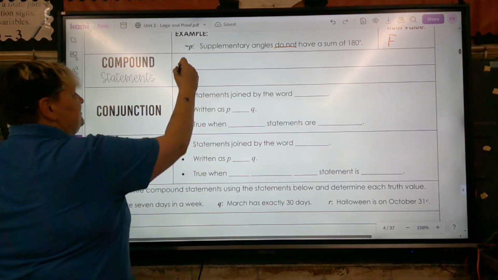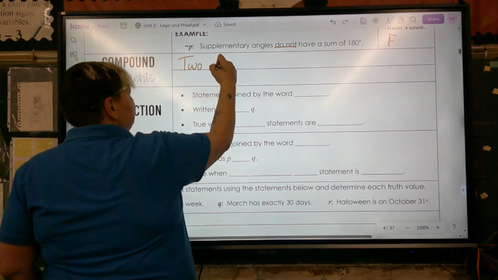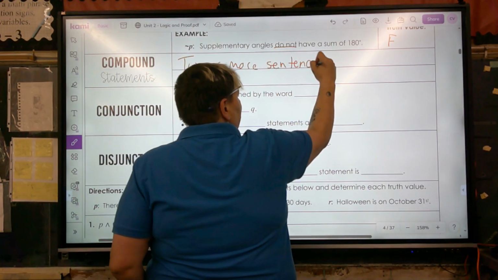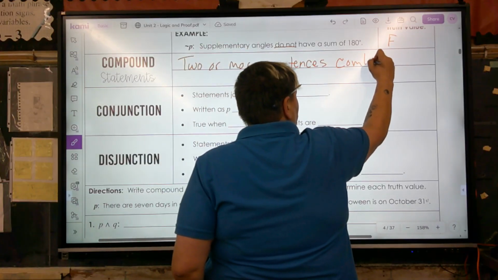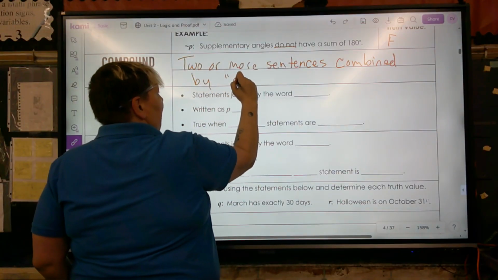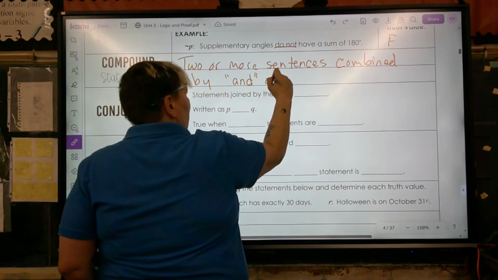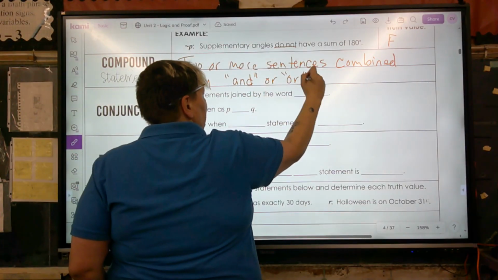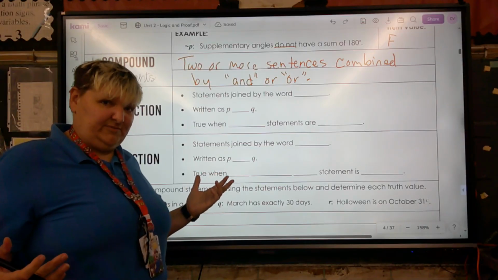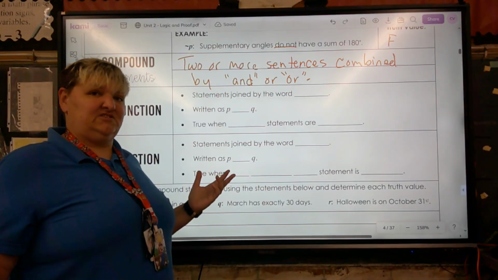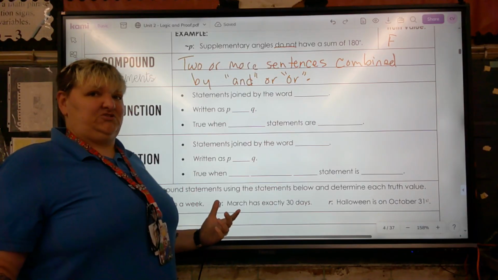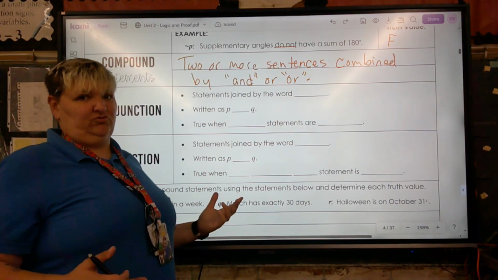Alright, so we're making compound statements. Compound statements, like we said, are two or more sentences combined by and or or. If they're combined by and, then both statements have to be true for the sentence to be true. If they're combined by or, one of the statements has to be true for the sentence to be true.